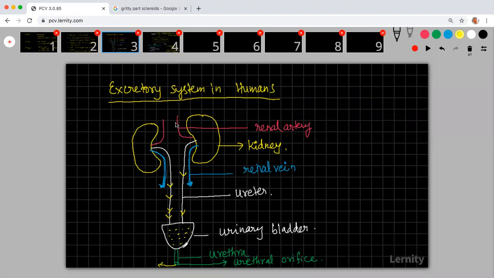So the blood is coming inside, which is carrying the urea. Okay, and in the kidney, what is happening? The urine is separated from the blood. The urine will come out through the ureter, and then it will be stored in the urinary bladder, and then it will be sent out of the body through the urethral orifice. Whatever blood has been purified and is clean without urea will come out through the renal vein.